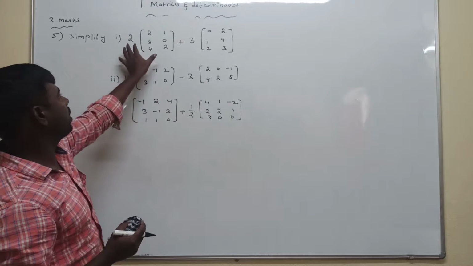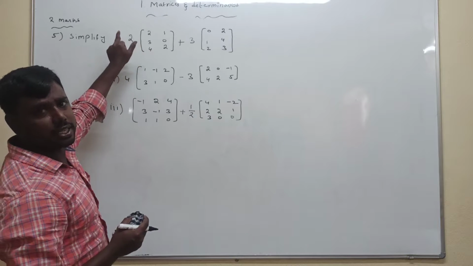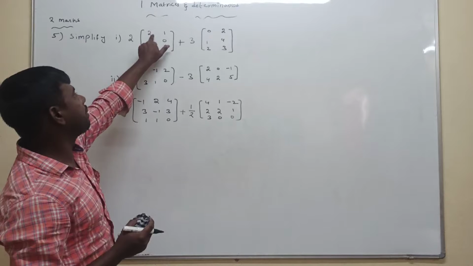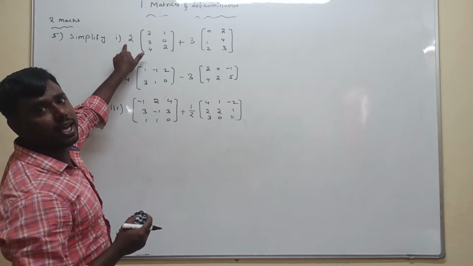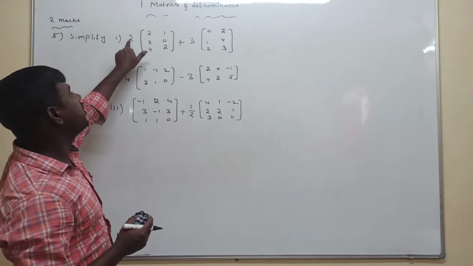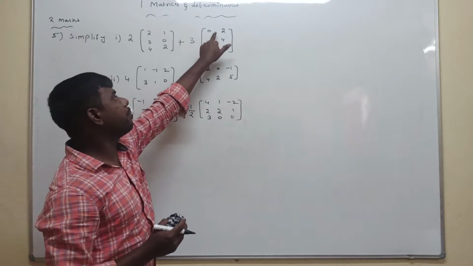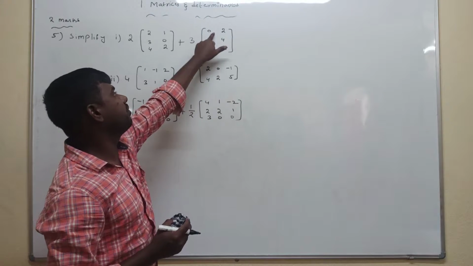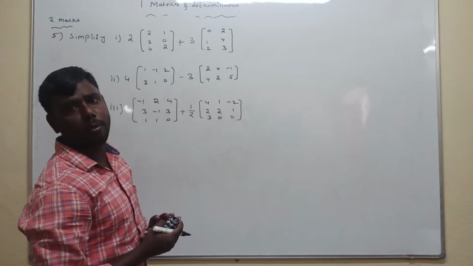Observe in this first one, 2 is a scalar element. Whenever a scalar element and a matrix are given, we multiply each element with the scalar element. Here, what is the scalar element? 2 is the scalar element. That's why each element is multiplied with 2. After that, another matrix is also given, and 3 is its scalar element. So each element is multiplied with the scalar element. After that, we add those two matrices.